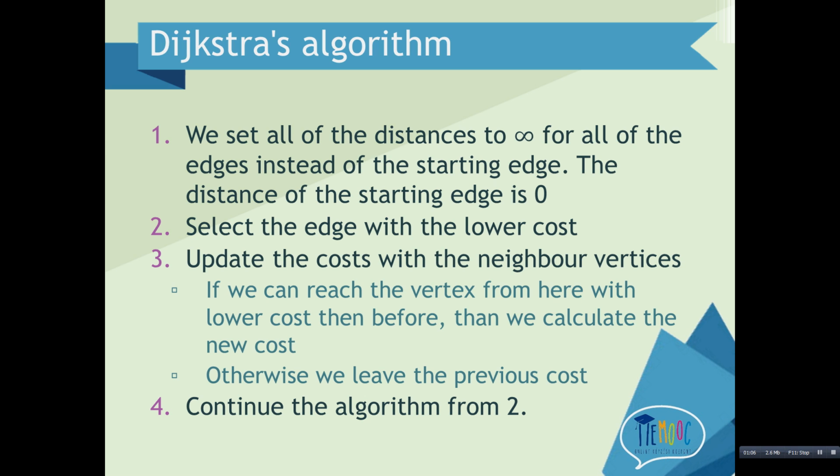Select the vertex with the lower cost. Get the neighbor vertices and update their costs. If the new cost is lower than the previous one, then we update it, otherwise we leave the stored one. After this, we continue from the second point. Do the algorithm until every vertex has moved into the set S. Let's see an example.